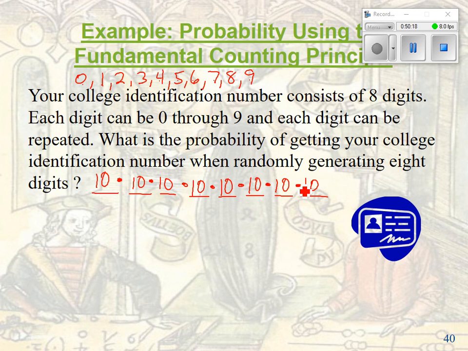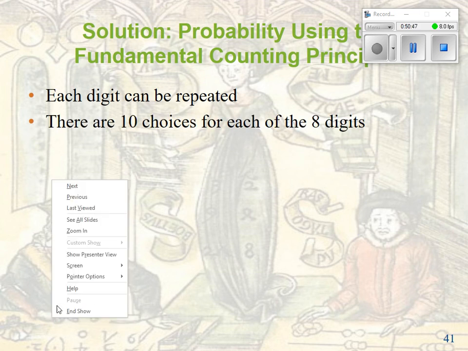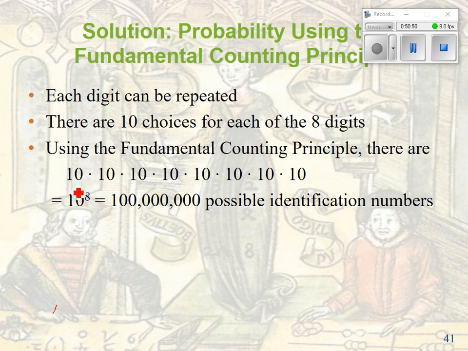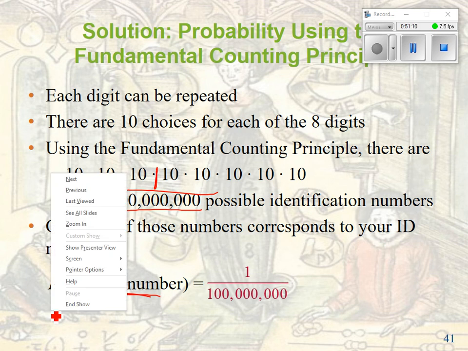Now, once we find our total possible outcomes, they want the probability that you randomly generate your ID number. Well, you only have one ID number. So the probability is going to be one out of whatever this total comes up being. So there's 10 choices for each of the 8 digits. It means 10 times 10 times 10, 8 times. That's 100 million possible identification numbers. And we want the probability that you get your ID number. Well, it's going to be 1 out of that 100 million. And we could change it to a decimal if you wanted. A lot of times you'll just leave it that way because that's not a bad number to deal with, really.